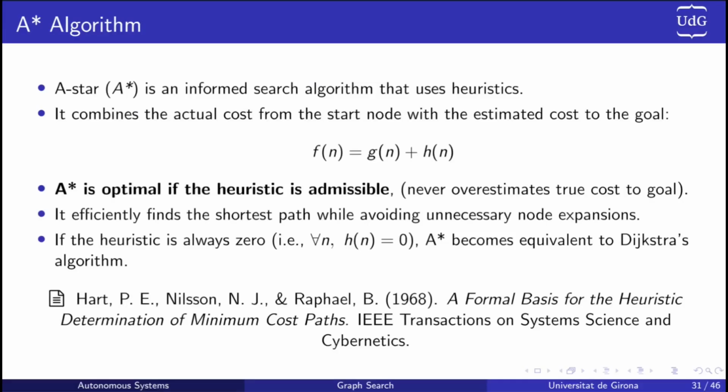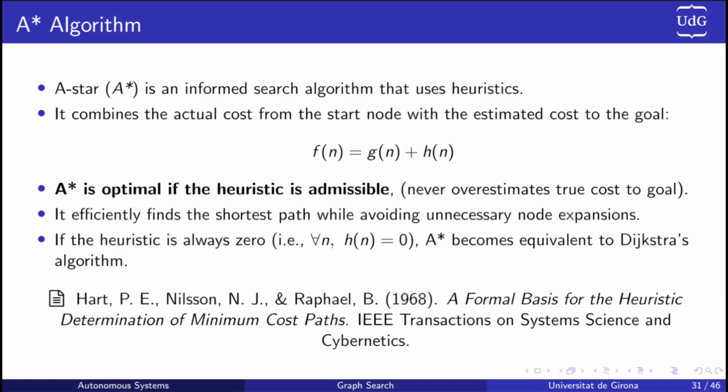The A star is the most popular informed graph-based search algorithm. I'm sure of that. And it combines 2 things. If you remember, in Dijkstra, the only thing that we rely on is the cost of reaching a node. In Dijkstra, we call it D of n. Here we call it G of n. This is not a mistake from me. If you check the textbooks, in Dijkstra they always put a D, and in A star they always put a G, and I've just respected that. But it's the same concept.